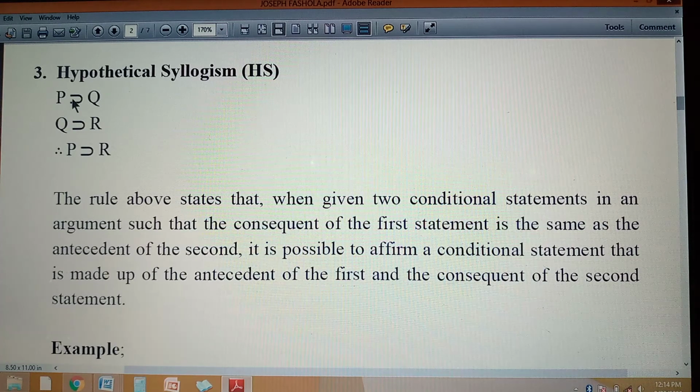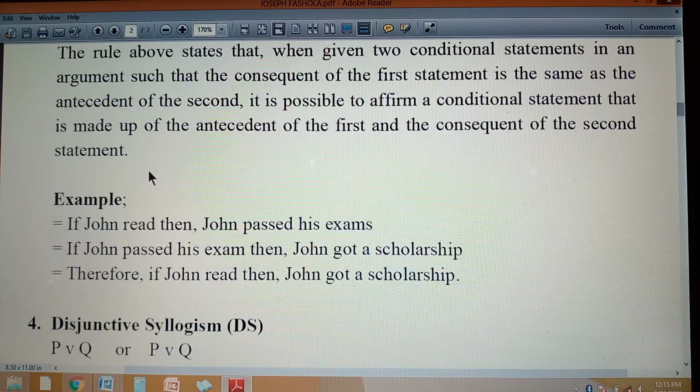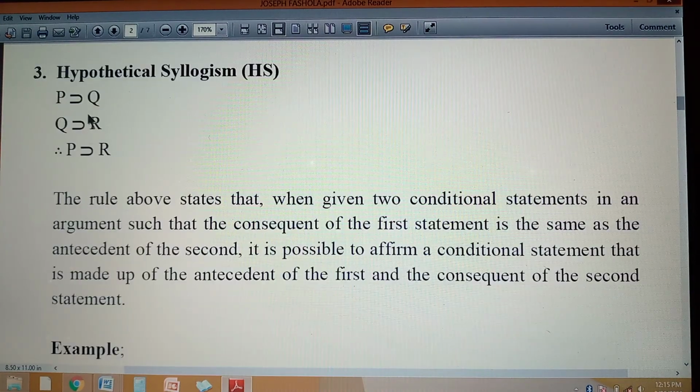So if you have two premises that have this relationship, then you can infer a conditional statement that is a combination of the antecedent of the first premise and the consequence of the second premise. So if John read, then John passed his exams. If John passed his exams, then John gets a scholarship.